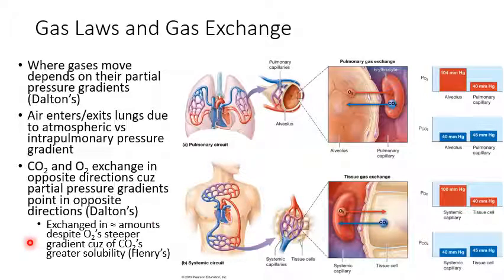Of course, the entry of air into the lungs itself, ventilation, is explained by Boyle's law. But you also have, of course, the partial pressure gradients active there as well. It's just that they're always pointing the same direction for all of the gases involved.